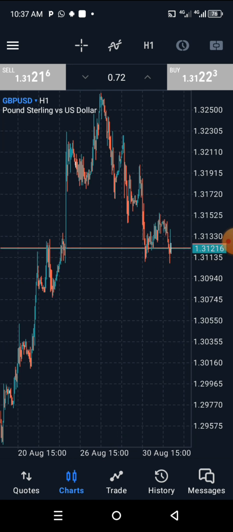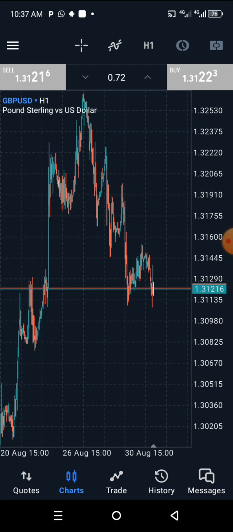So, now let's go straight to the point. When you are buying, you buy with a buy limit, and when you are selling, you sell with a sell limit. So today we talk about market orders.